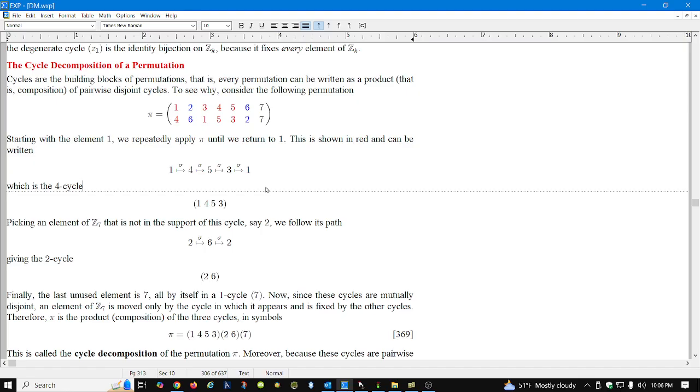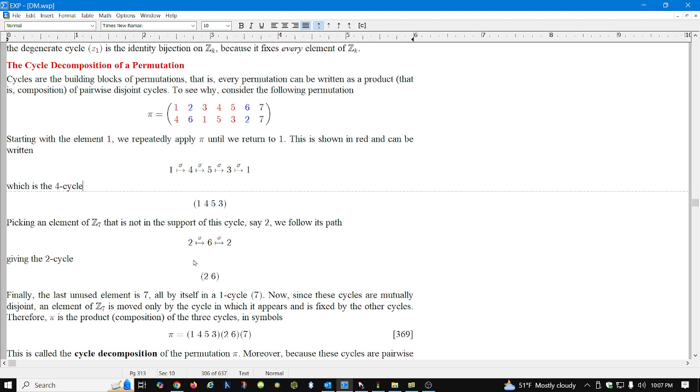Next, we pick an element of the underlying set, which in this case is Z7, that is not in the support of this cycle. So it's not 1, 4, 5, or 3. So we may as well pick 2, and we follow it by repeated applications of sigma. 2, these are in blue. 2 goes to 6, 6 goes to 2. So we get this little 2 cycle.